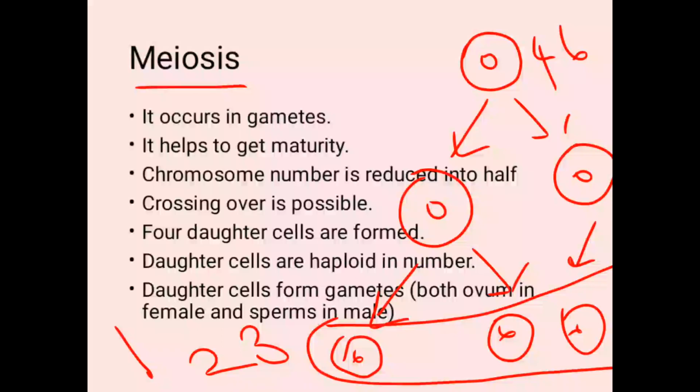So it is haploid in number, having only half the number of chromosomes. That's why it is said to be haploid. Haploid means half the number of chromosomes. Out of 46, half refers to 23. So haploid means these daughter cells have 23 chromosomes. So these daughter cells form gametes, that is sex cells. Ovum in female and sperm in male.